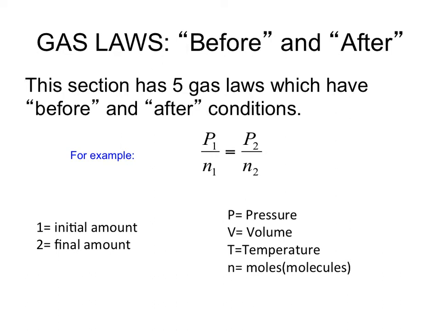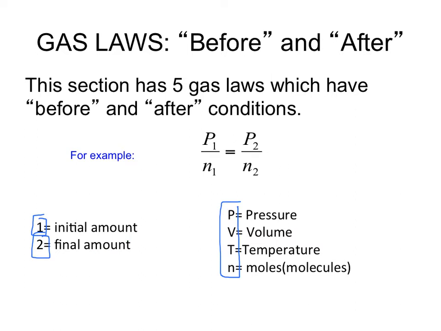When you perform gas law equations, the first 5 gas laws that we will learn have a before and after condition. When we look at the variables, we're going to look for a 1, which stands for the initial amount, the before, and 2, which is going to stand for the final amount, which is the after. You also need to be able to recognize the variable symbols of P for pressure, V for volume, T for temperature, and N for moles, which is really synonymous to molecules.